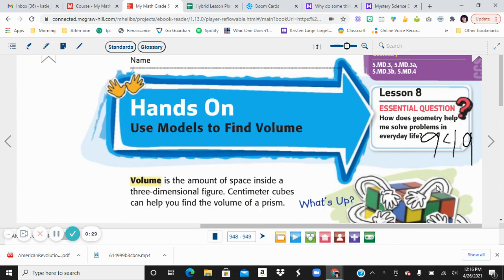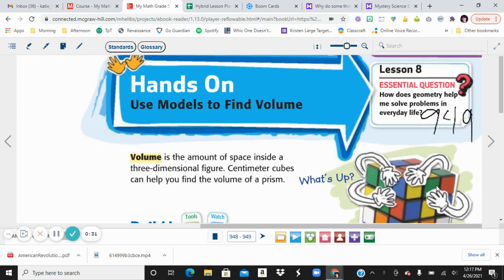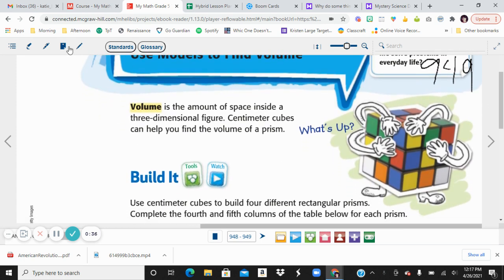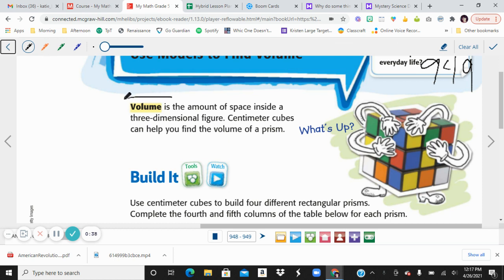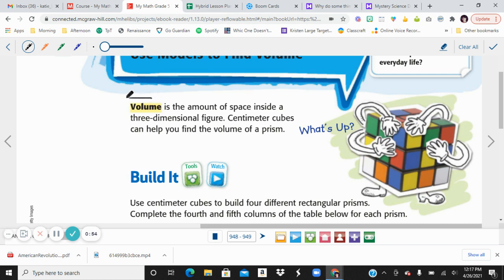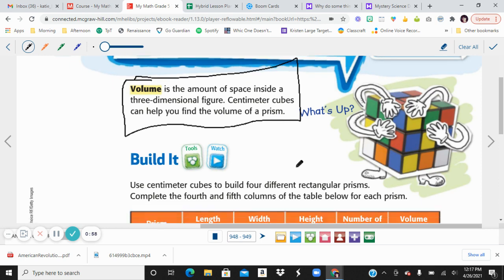So we can see this up close, and we're using models to find volume. It says volume is the amount of space inside a three-dimensional figure. Centimeter cubes can help you find the volume of a prism. So volume is the amount of space. Let's clear all of that. Volume is the amount of space inside a three-dimensional figure.